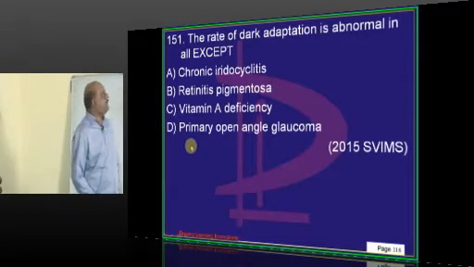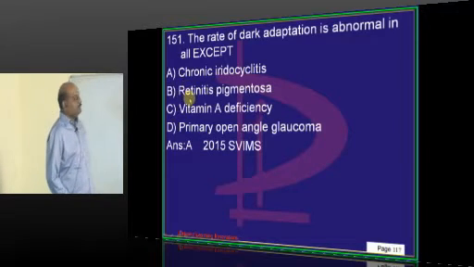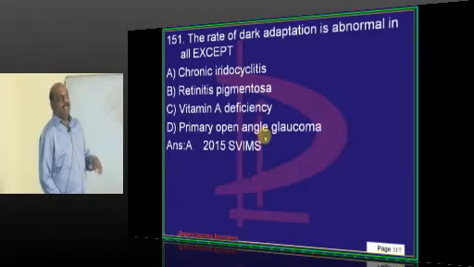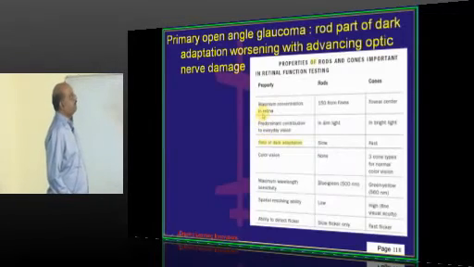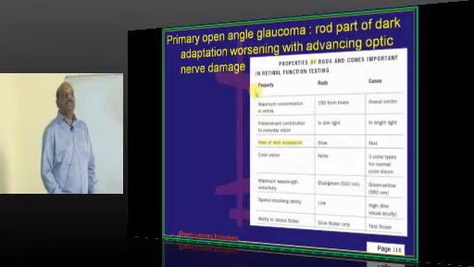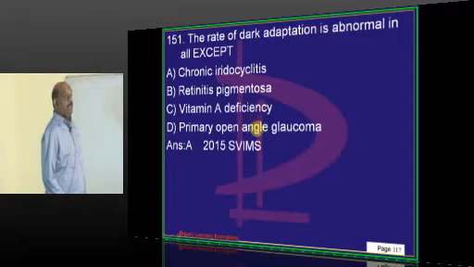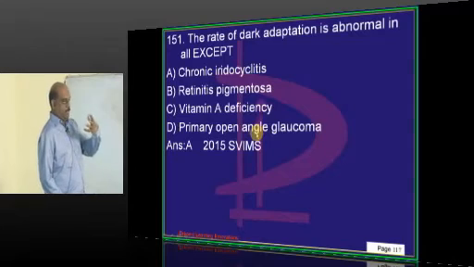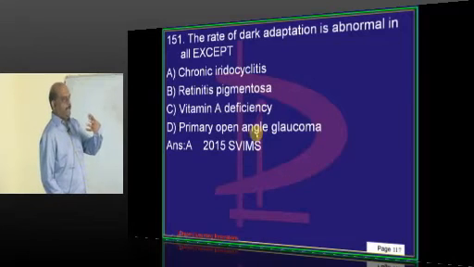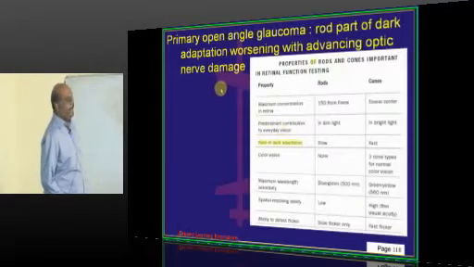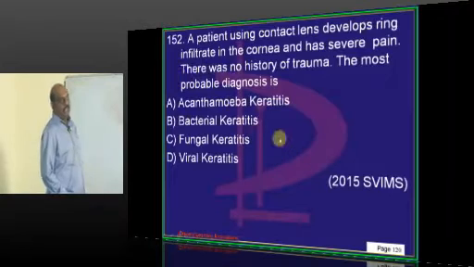Abnormal adaptation का मतलब क्या होता है? Retinitis pigmentosa, vitamin A deficiency. Wherever rod deficiency is there, that leads to prolonged dark adaptation. Why not? Even primary open angle glaucoma may have atrophic changes happening in the retina, which will lead to involvement of rods, leading to delayed dark adaptation. That is what you need to remember.